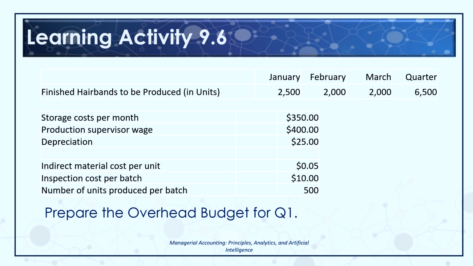Now complete learning activity 9.6. Prepare the manufacturing overhead budget for the first quarter for Amore Artisan Hair Accessories. Be sure to separate variable overhead from fixed overhead and compute the total overhead for each month. Pause here and complete the budget. Once you've finished, check your solution with the answer provided in the back of Chapter 9.